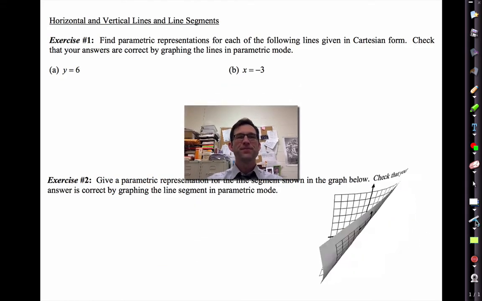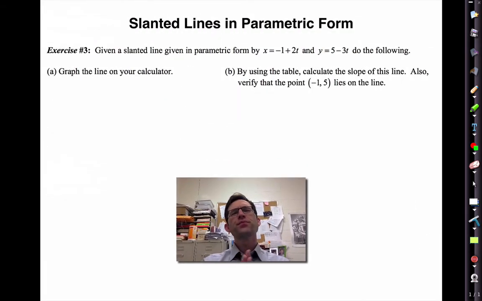Okay, let's keep going. So that was horizontal and vertical. Now, of course, what we really want to concentrate on are slanted lines. All right, so let's take a look at exercise number 3. It says, given a slanted line in parametric form, x equals negative 1 plus 2t, and y equals 5 minus 3t, do the following. First, we're asked to graph the line on our calculator, and then, by using the table, calculate the slope of this line, and also verify that the point negative 1, 5 lies on this line.